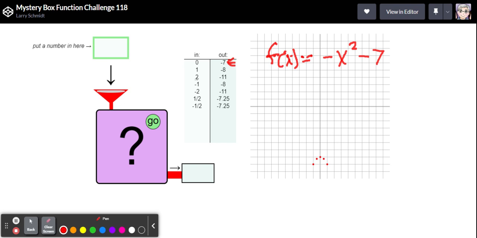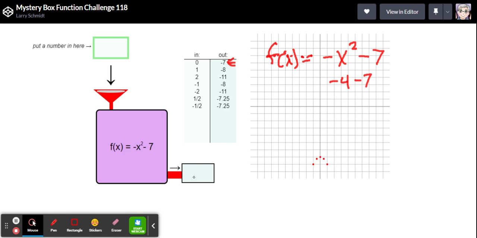Let's try, if we put in a 2, that would be a good thing to test. So 2 squared would be 4. So -4 minus 7 would be -11. That's what we're getting. So I think we've got this. I'm going to go ahead and reveal it. Yeah, we've got -x squared minus 7, and we can graph that as well. And there's just that top of our downward facing parabola just peeking up at the bottom of the graph.